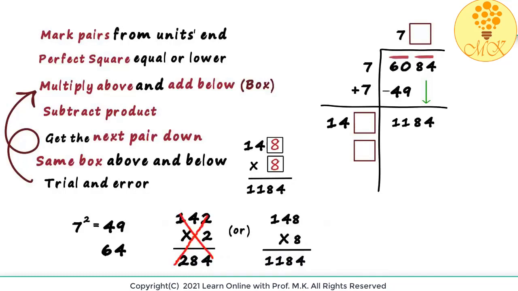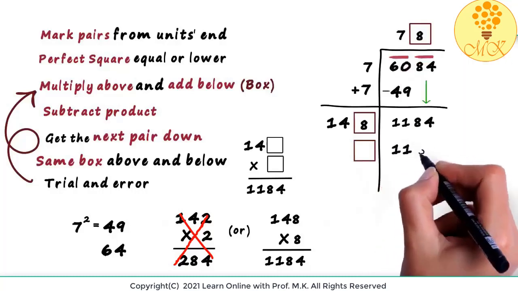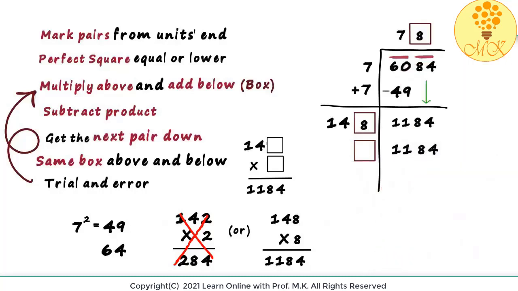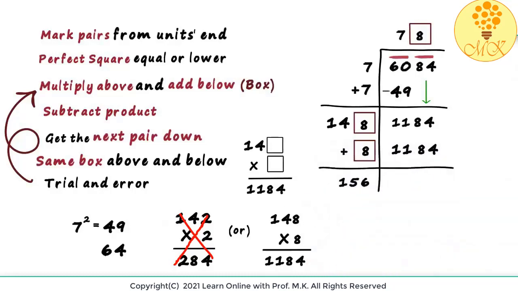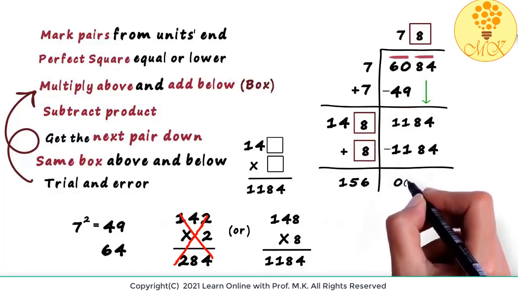After we find the digit in the box, we go back to the third step. We multiply above. 148 multiplied by 8 equals 1184, and then we add below. 148 plus 8 gives us 156. Then we subtract the product we got from the number above it. 1184 minus 1184 equals 0.